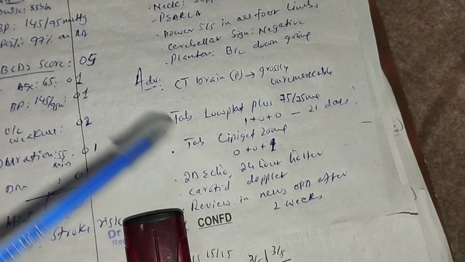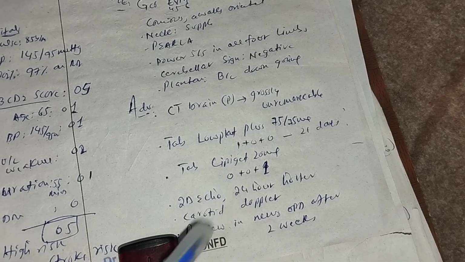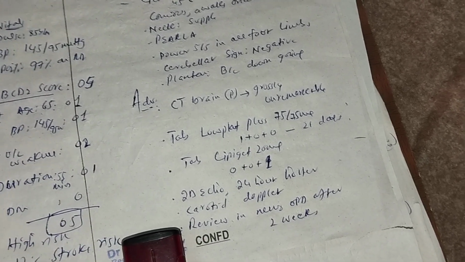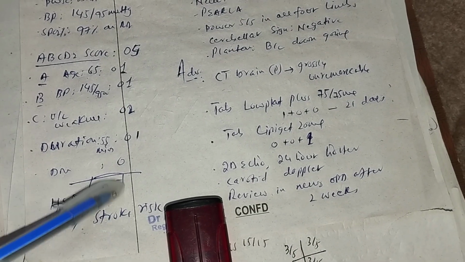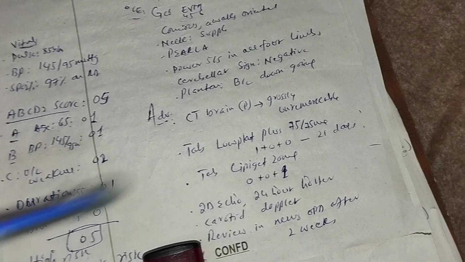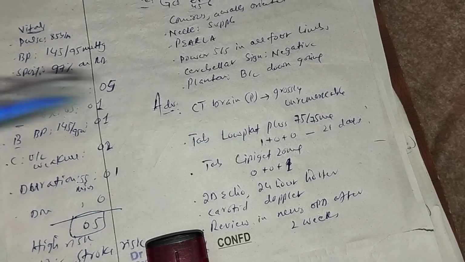And as we have to rule out why this patient had TIA, I advised 2D echo, 24-hour Holter monitoring, carotid Doppler, and then we will review this patient after 2 weeks. But with a score of 5, you have to admit the patient, observe for at least 24 hours, complete these investigations and start the patient on dual antiplatelet.